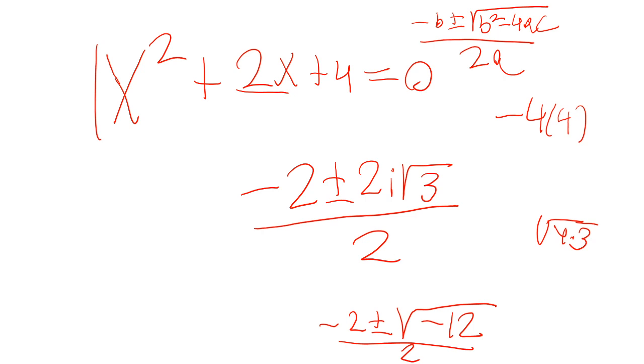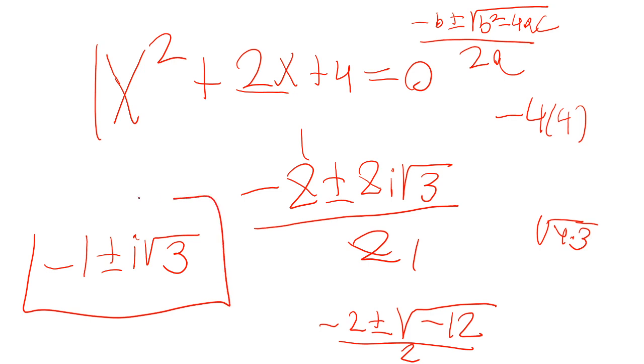Now over here we can pull out a common factor. This is 1, this is 1, this is 1. So now we have negative 1 plus or minus i root 3 as our two solutions. Plus or minus means negative 1 plus i root 3 and negative 1 minus i root 3. And that's how you would use the quadratic formula to solve quadratics.